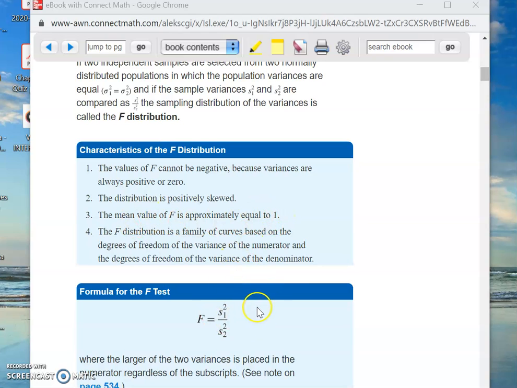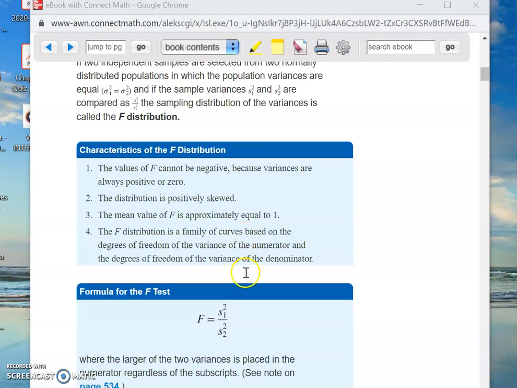Why is that? If these samples are taken from the two populations, sample 1 and sample 2, and the variances are approximately equal, then this ratio, this one on top of this one, is going to be approximately equal to 1. That's the intuitive proof of that. It's not a rigorous mathematical proof, but that's the way I look at it.